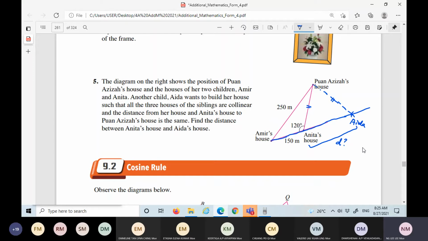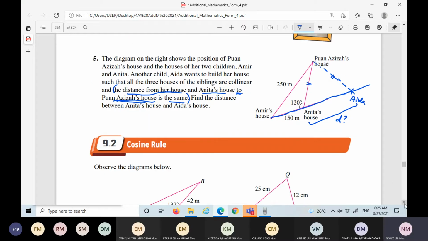Emmeline, okay or not? Okay already, teacher, thank you. So you think you can solve it? Yeah. So I think only this part is confusing, the distance? Yes. The distance from her house and Anita's house to Puan Aziza's house is the same. So it means the distance from her house to Puan Aziza's house and the distance from Anita's house to Puan Aziza's house is the same. This is the meaning.